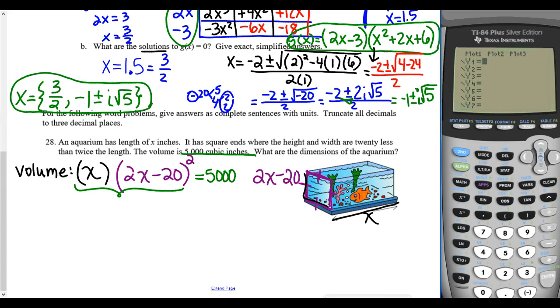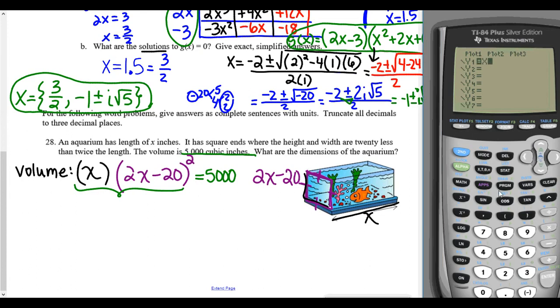So I need to go over to my calculator and I'm going to type in x times 2x minus 20, and that quantity squared. And I'm going to type in y2, 5,000, and I'm going to see where these 2 intersect. I need to set my view window. So I go into view window, and remembering that x is the width of the aquarium, I'm going to start with 0.